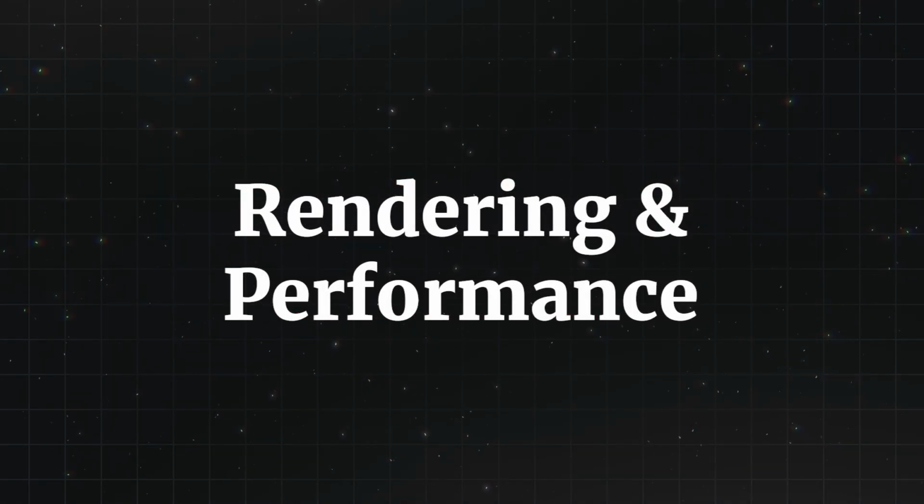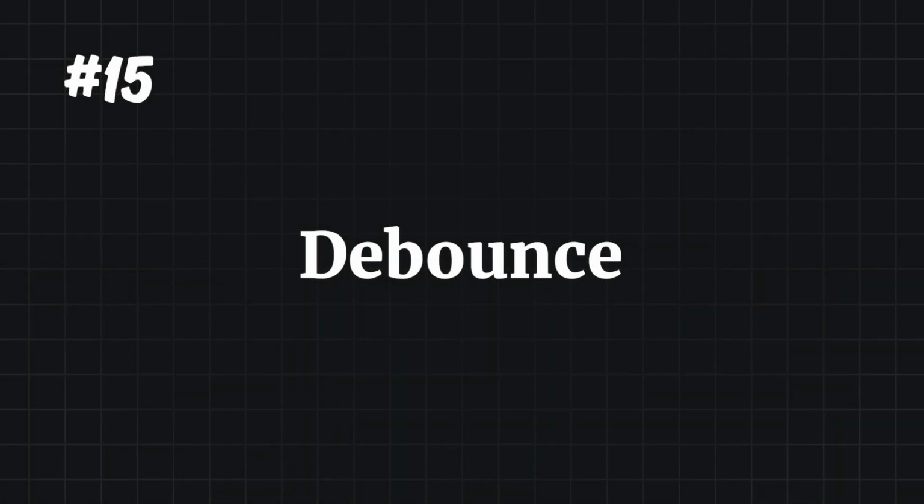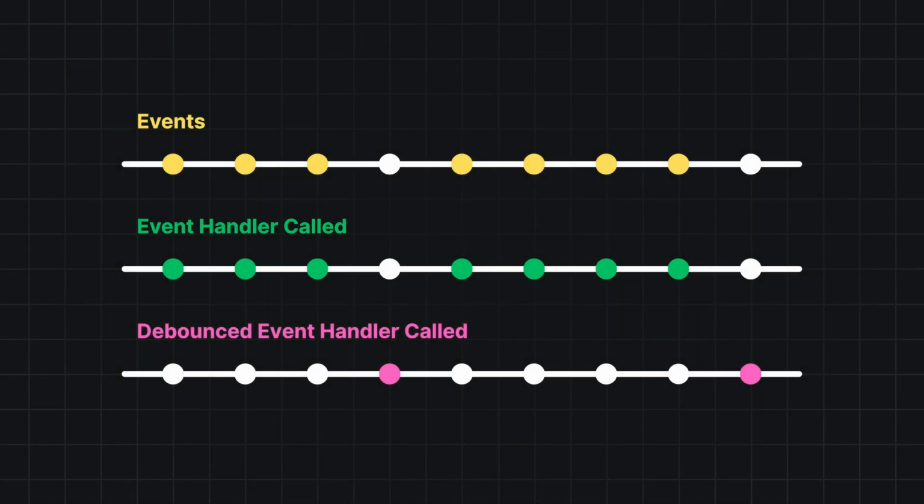Alright, next up, let's talk about making your apps faster and smoother for both users and developers. Debounce is a technique that waits for a pause in activity before running a function, like waiting until a user stops typing before firing a search request. It helps avoid flooding your app with unnecessary actions, especially in events like keystrokes, window resizing, or form inputs.